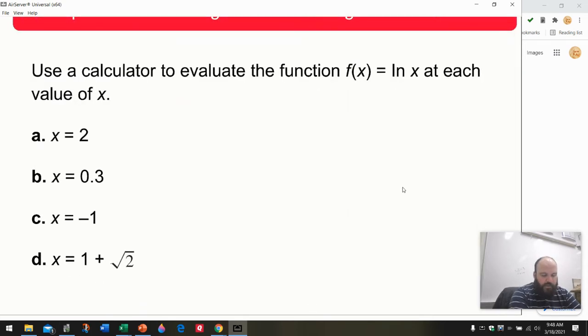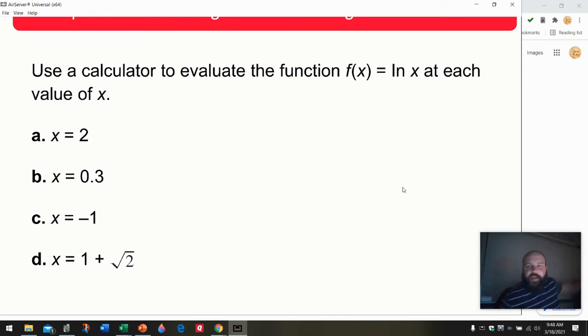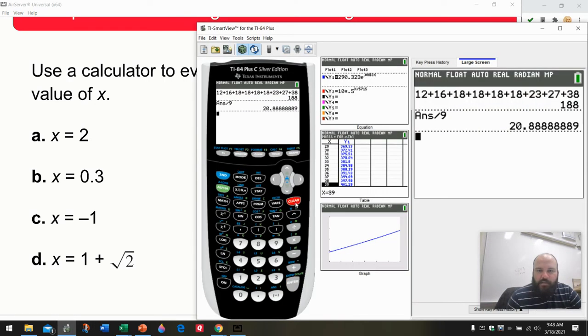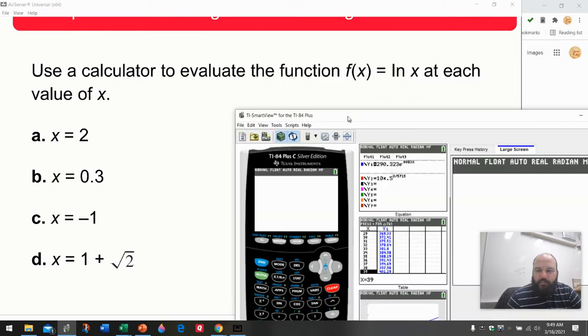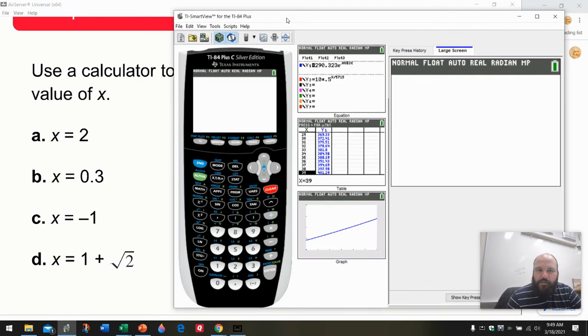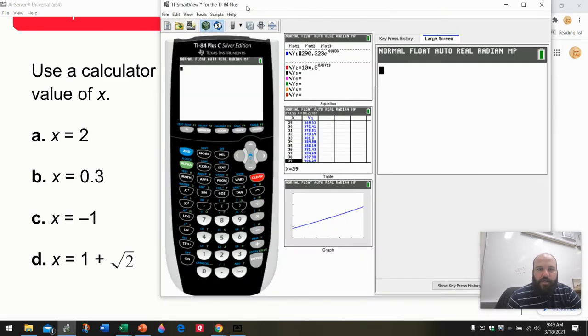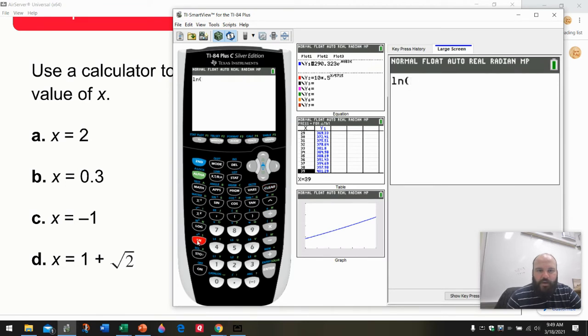So the first part says use a calculator to evaluate the function f of x equals natural log of x at each value of x. So this is pretty simple and straightforward, just like we did before when we were evaluating logarithmic functions. To evaluate a natural log, you're simply going to use the natural log key. So in this first one, part A, they want us to take the natural log of x. So we will hit natural log, and then in for x, we are substituting 2. And then we close out our parentheses and hit enter, and you can see it is 0.693.